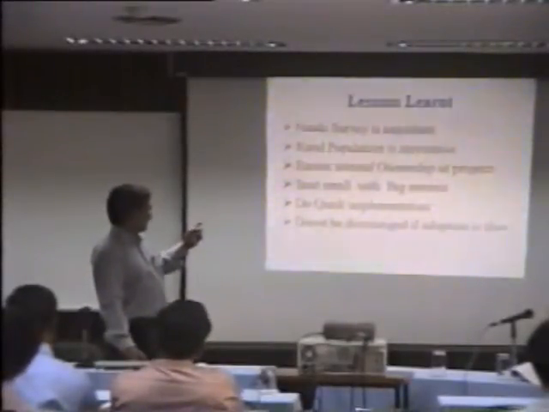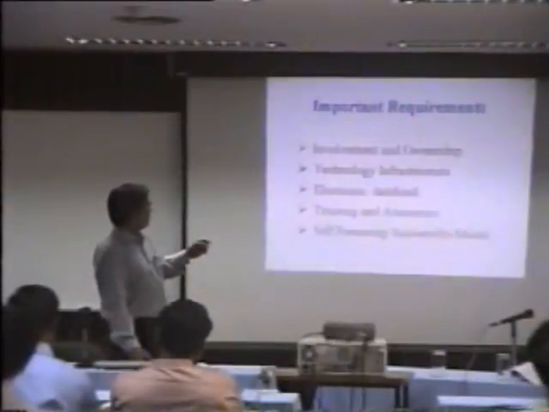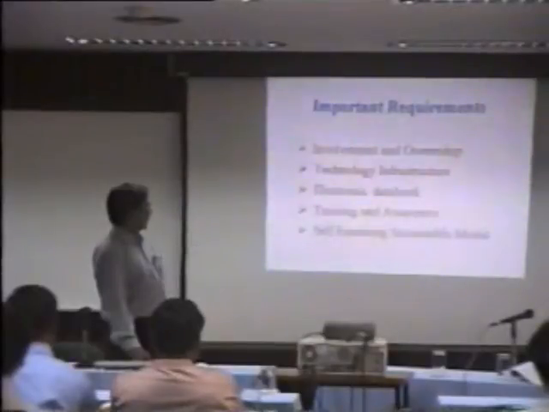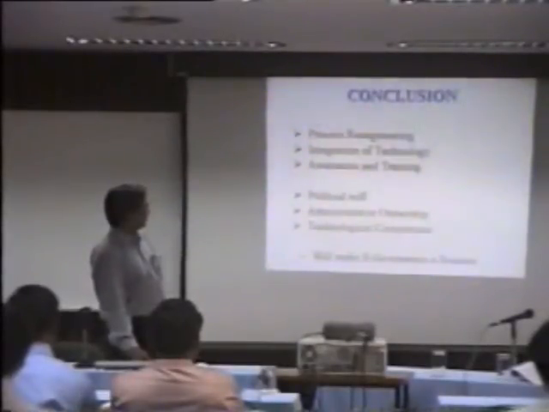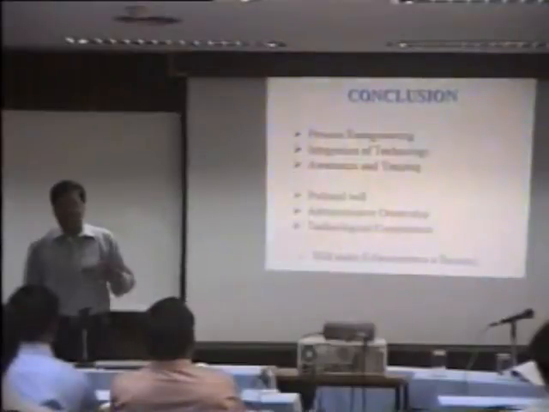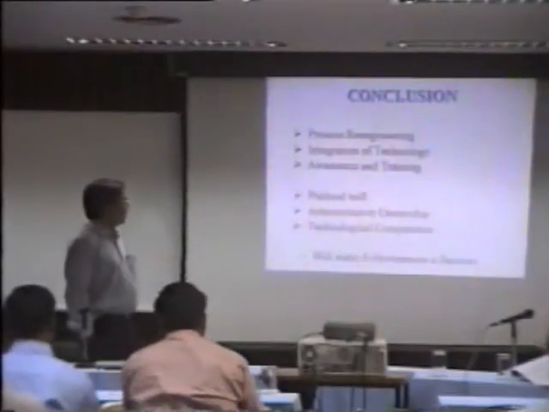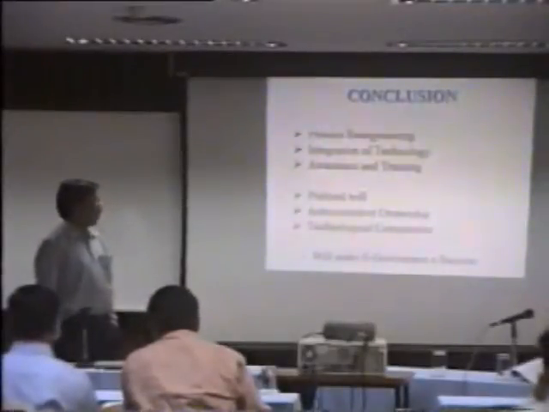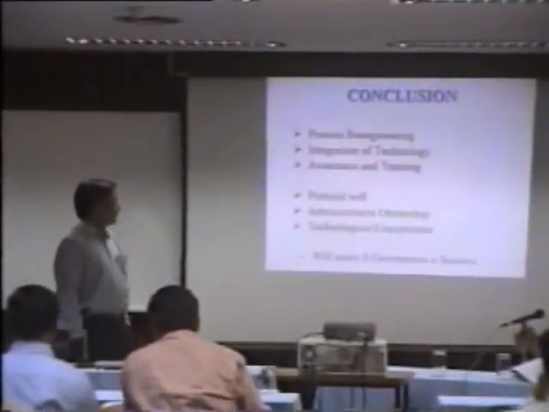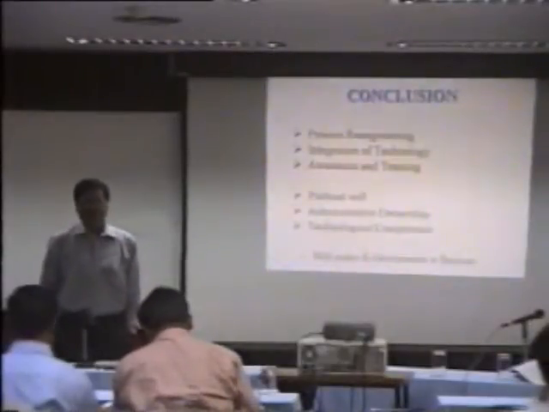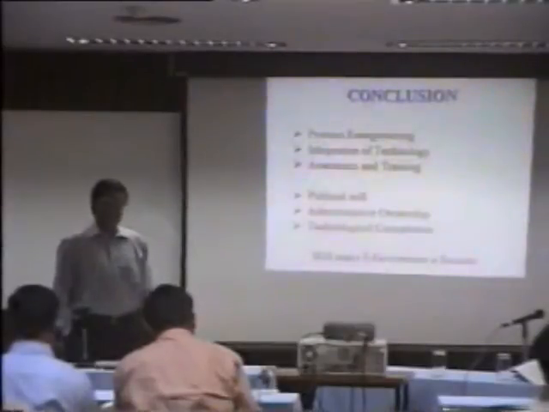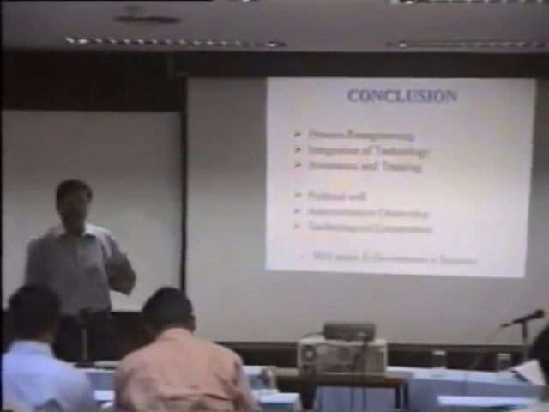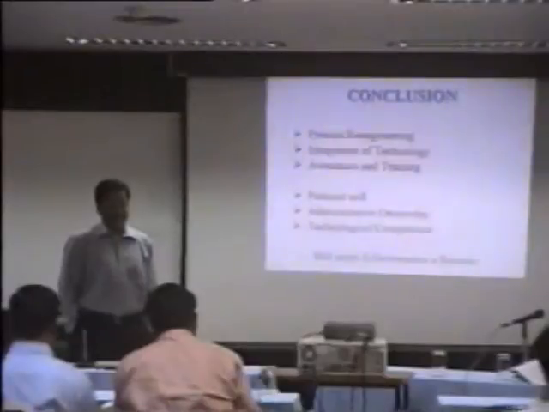Ensure internal ownership of projects, and start small, as I have already said. Important requirements: involvement, technology, an electronic data bank, training and awareness. Conclusion: process re-engineering. For developing e-governance solutions, one has to have process engineering, integration of technology, awareness and training, and of course political will, administrative ownership, and involvement of the administrators. That is very, very important. And of course technological competence. If you don't have any of them, I don't think you will make a success of e-governance.